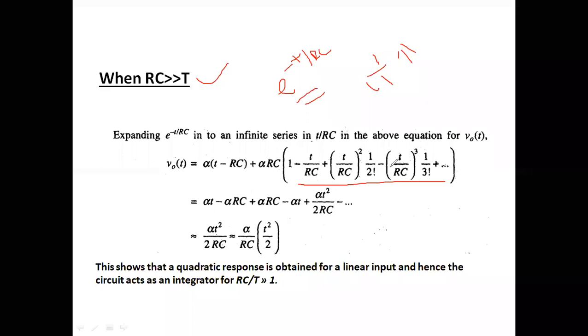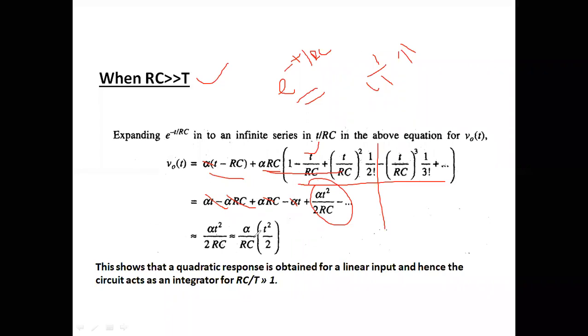Once I have expanded, I neglect the higher order terms, because RC is very large, so t by RC is small and the higher order terms get smaller. If I consider up to the second term, the terms get cancelled. When alpha RC is multiplied with t by RC, you get alpha t, and the terms get cancelled. If you multiply these terms, the remaining term will be alpha t square by 2 RC.